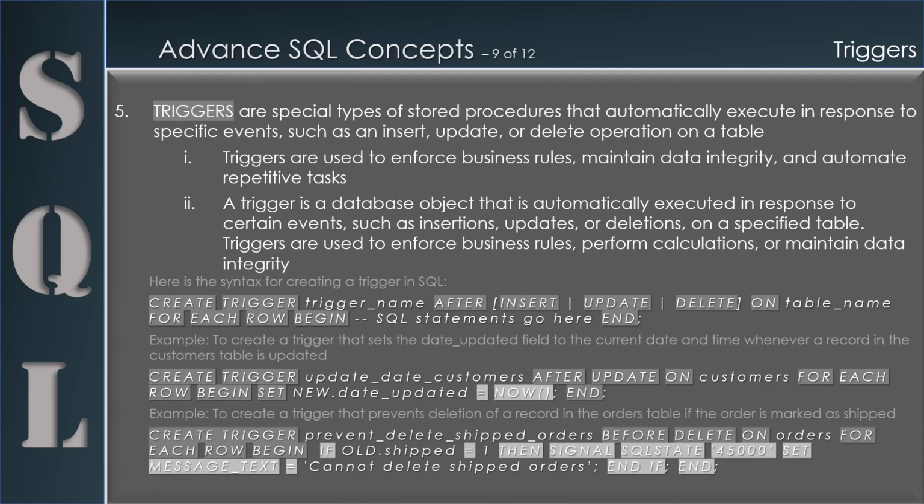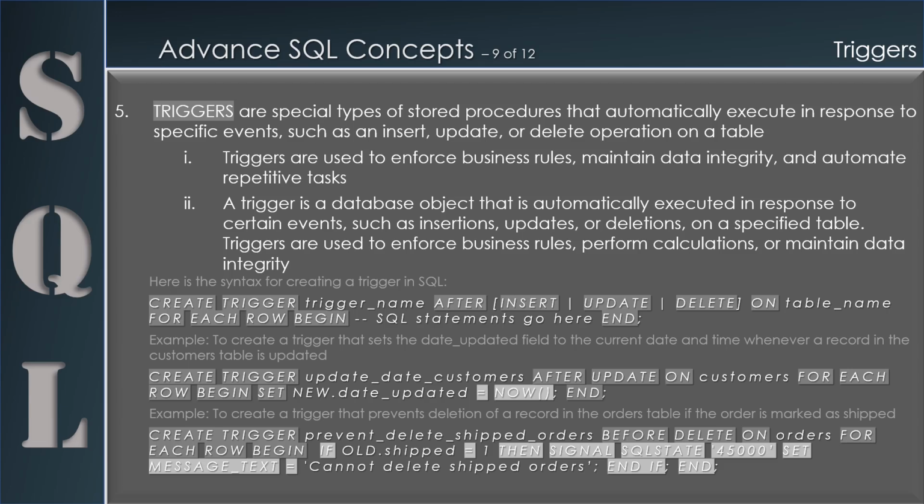Triggers are special types of stored procedures that automatically execute in response to an event, such as an insert, update, or delete operation on a table. They can be used to enforce business rules, maintain data integrity, and automate repetitive tasks.